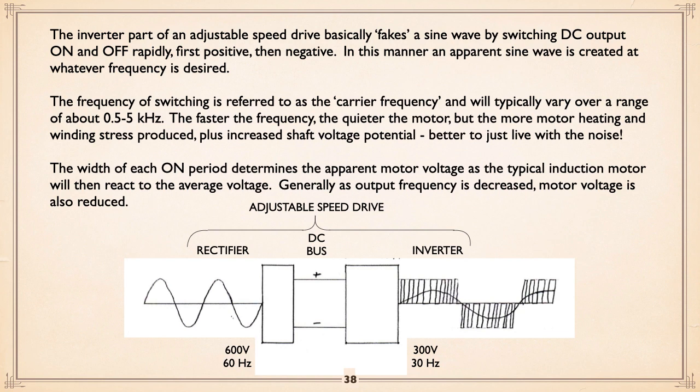On the left-hand side, a full cycle was 60, giving us 60 hertz on the input, 60 cycle at 600 volt. On the other side, the sine wave thinks that it's seeing 300 volt at 30 hertz. Usually the voltage varies as the frequency. Motors are happy with that, okay?